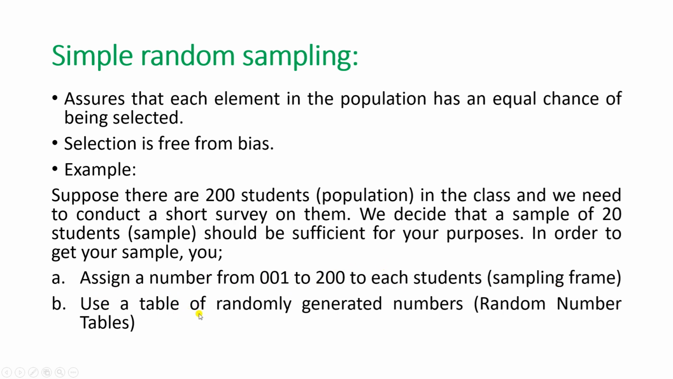Then we can use a table of randomly generated numbers, which is known as a random number table. Or we can say it simply: suppose in a large bowl we have put 200 sheets with numbers from 1 to 200 written on them, and we randomly pick up 20 sheets. Whatever numbers are written on them, those individuals with those roll numbers will be selected for my study. So, that is simple random sampling, right?